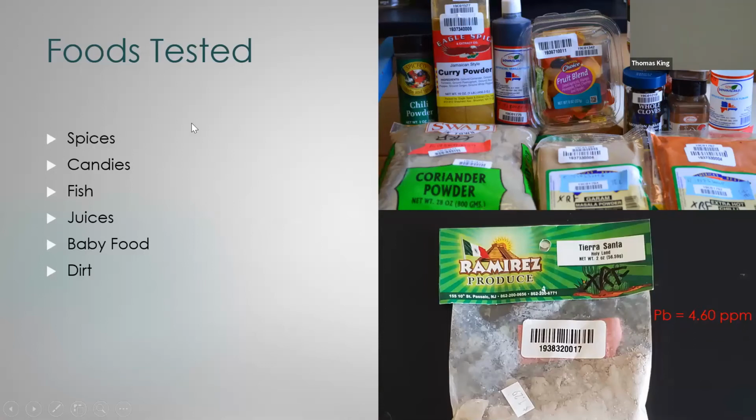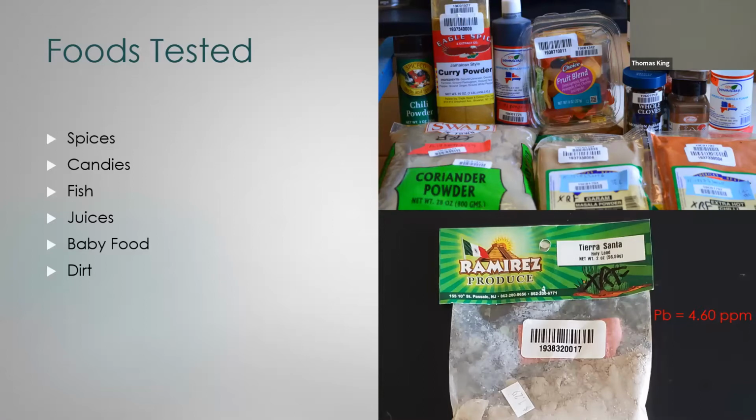Okay, these are some of the different foods that we test for toxic elements. We test a lot of spices, such as curry powder, turmeric, chili powder, cloves, coriander, oregano, sumac, cumin, ginger, paprika, galangal, pyramid powder, cinnamon, kebab masala powder, to name a few.